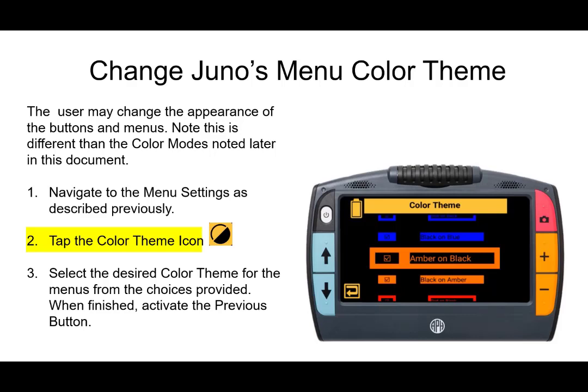And you'll be given a lot of different options. And you can just scroll through and select the color theme for the menus that you would like. And when you're done, you're just going to activate that previous button in the lower left-hand corner of the screen, and your settings will save.